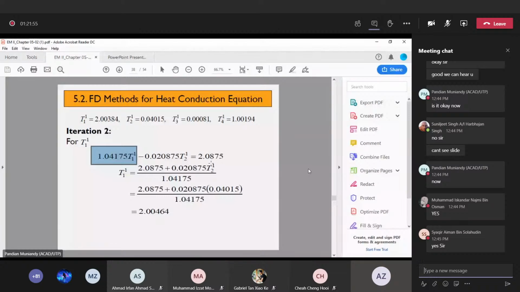So you rewrite this again. T11 equals 2.0875 plus 0.020875 T12 divided by 1.04175. Now the T12 you have to substitute, 0.04015. Comes from where? Here, this one. So you calculate now, you verify, the answer must be 2.00464. Do you agree with this answer?